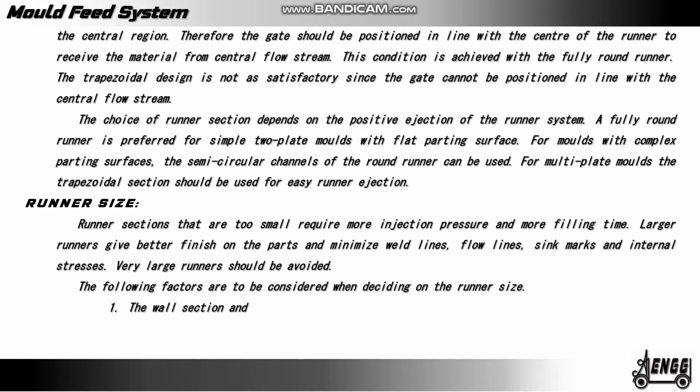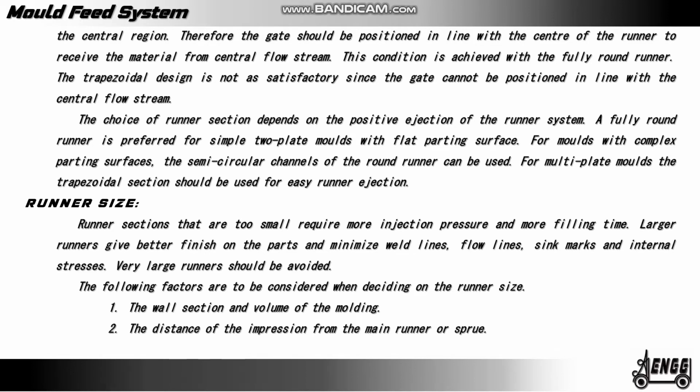1. The wall section and volume of the molding. 2. The distance of the impression from the main runner or sprue. 3. Runner cooling consideration. The cross section area of the runner must be enough to permit the melt to pass through and fill the impression before the runner solidifies. Runner length should be made as short as possible.